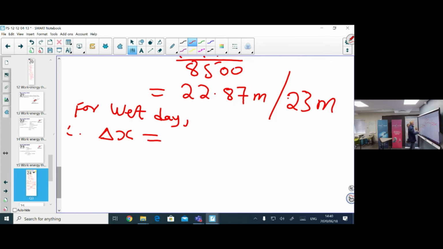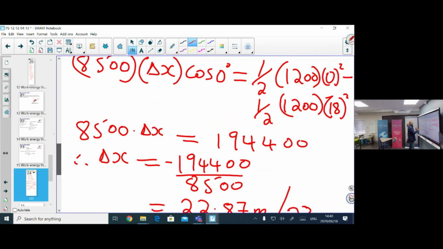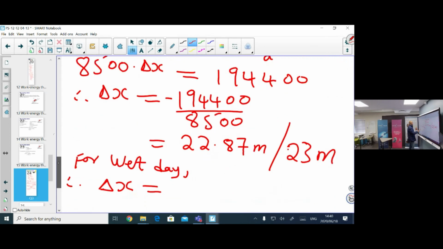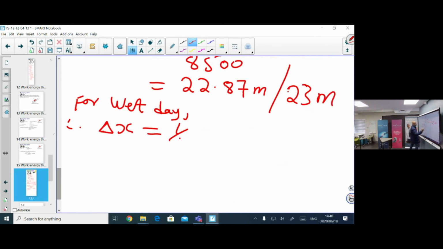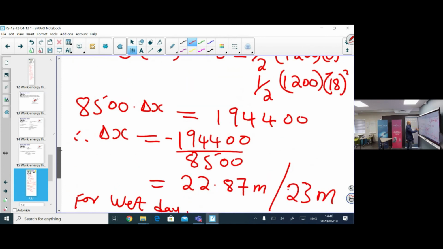We know that the final velocity there is equal to 0. We can't just copy everything. I'm just going to have what? Which is equal to half mv initial squared divided by F net wet, because this time we're dealing with wet. You ask yourself, where is it coming from?